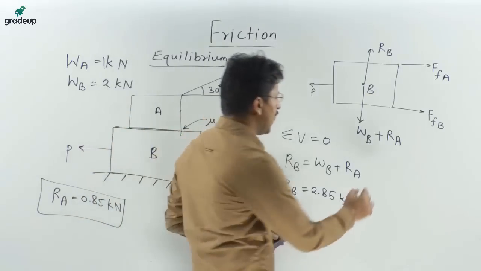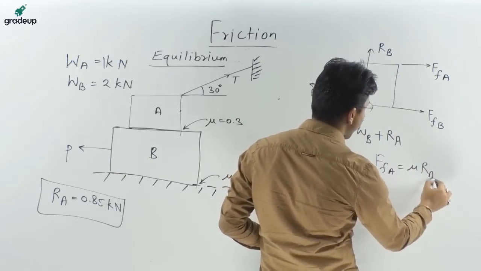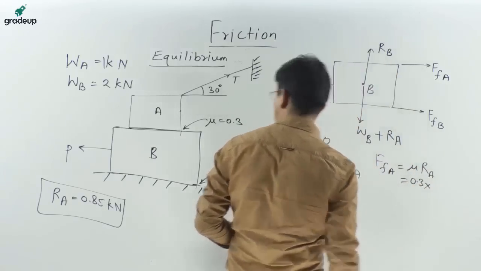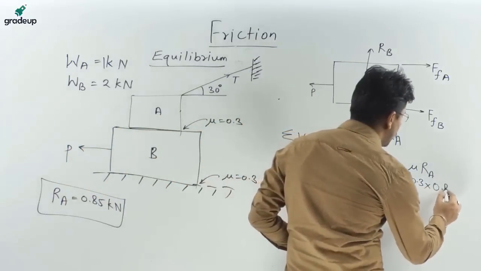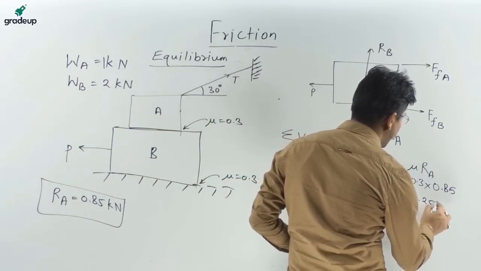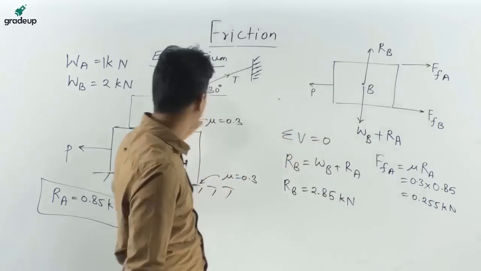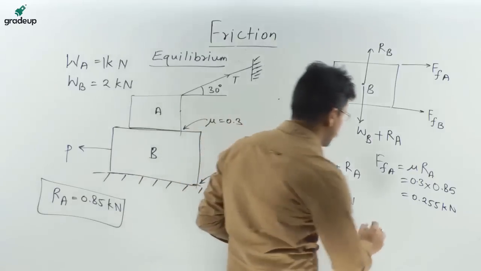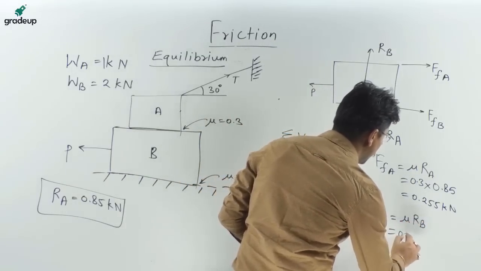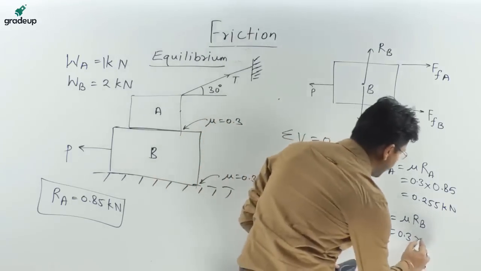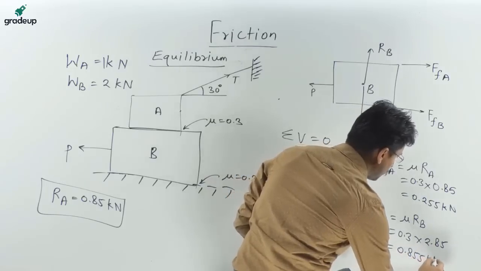Now FF of A will be equal to mu into RA. Mu is 0.3, RA is 0.85. So this will be equal to 0.255 kilonewton. This is the friction force due to A, that is on the body A, and FF of B will be equal to mu into RB. Mu is again 0.3, RB is 2.85, so this value will be 0.855.